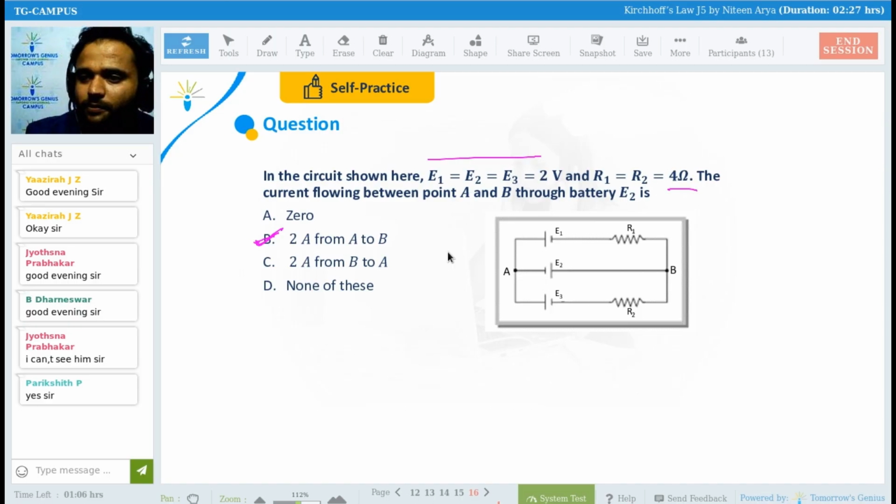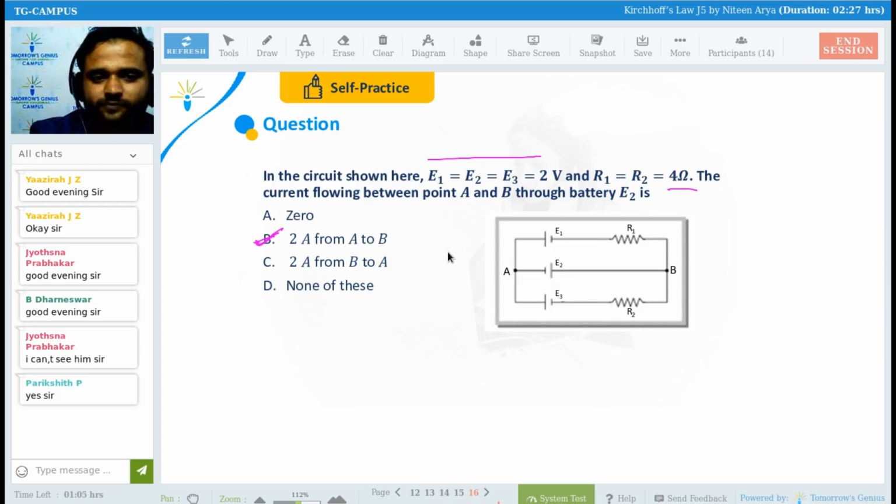Are you there, Yajira? You tell me, beta. 2A, sir, at top. E1 plus E2 equals 4. Okay. E1 plus E2? Beta, these are in parallel, so they are not connected in this way, first of all. And where do you get 4i? Sir, I rejoined just now, I got logged out. Okay.